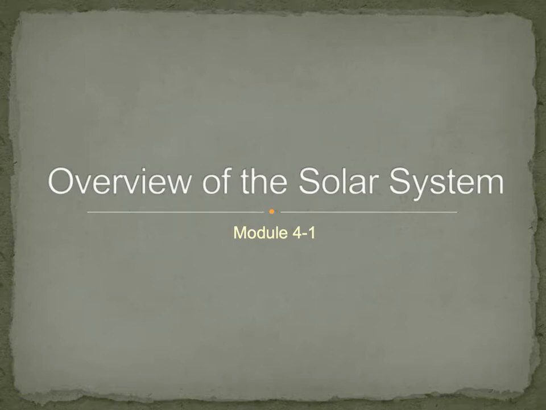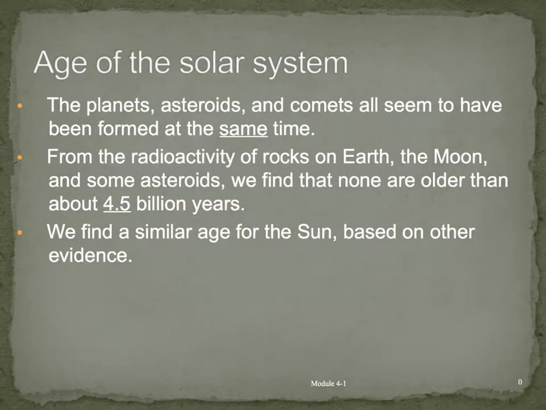Welcome. This is a lecture on the formation and structure of our solar system. The solar system is about 4.5 billion years old.